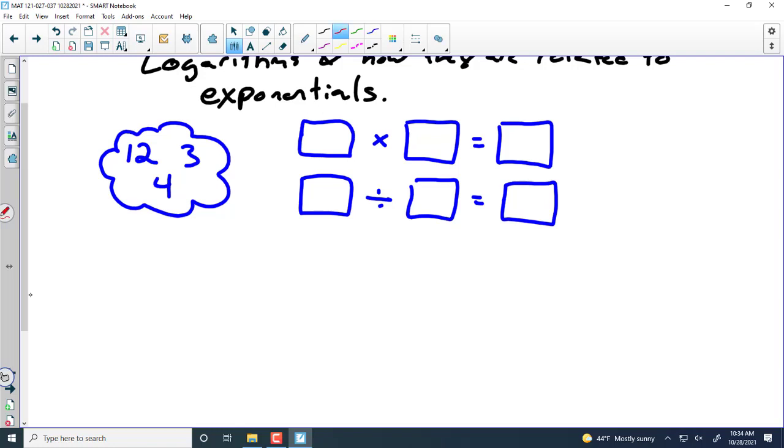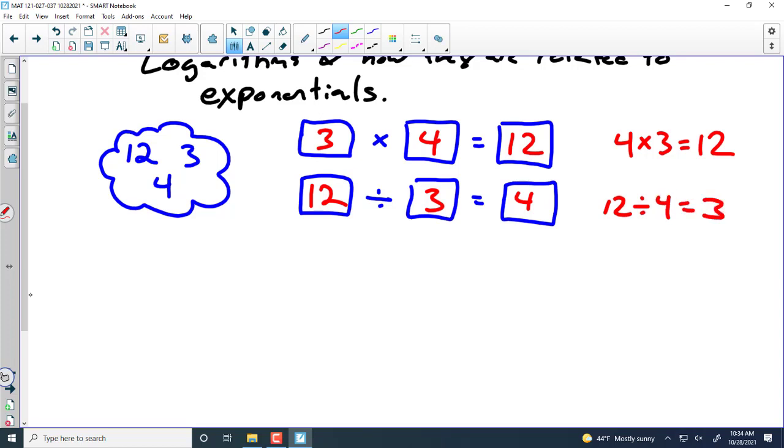So what would be our true multiplication statement that we could write? 3 times 4 equals 12, and what would have worked just as easily? 4 times 3, of course, yes. And what can we write for the division statement? 12 divided by 3 equals 4. Or, of course, 12 divided by 4 equals 3. All right, the reason that works is because multiplication and division are inverses of each other. So here's what I want you to do now.